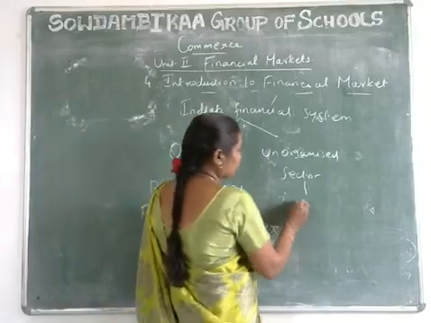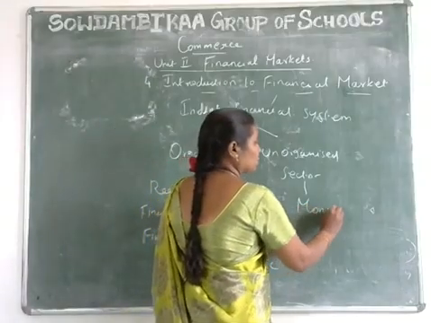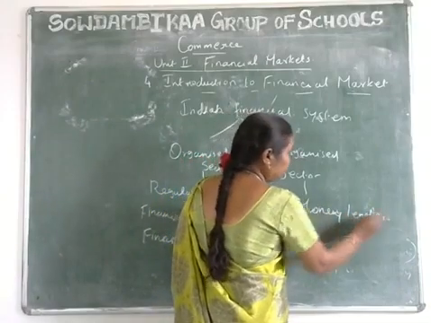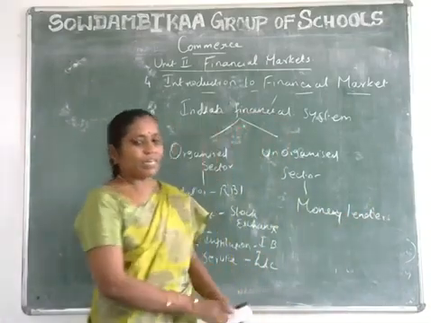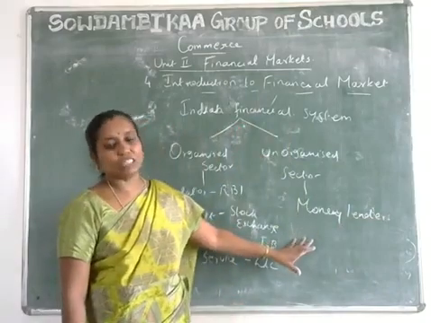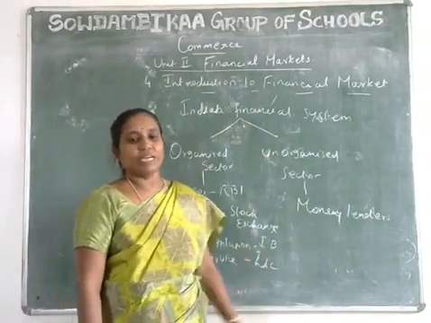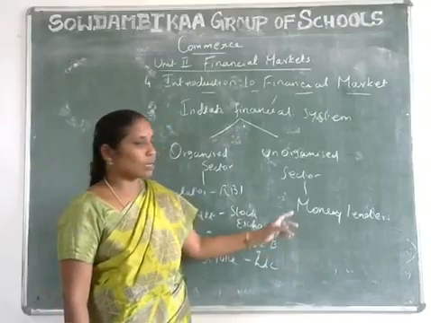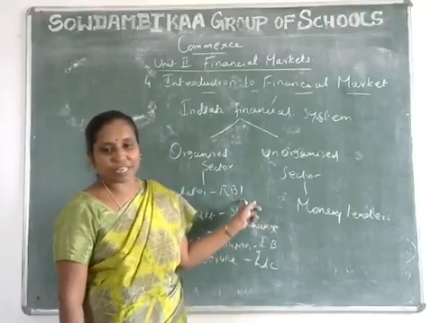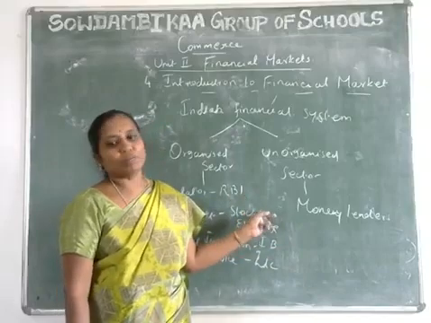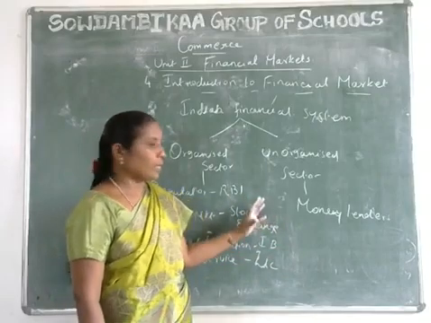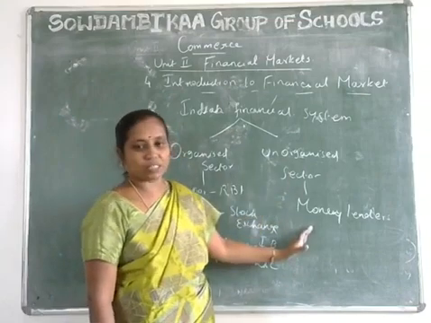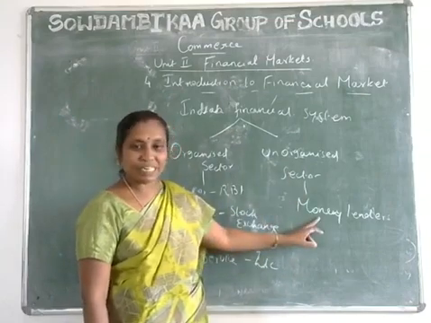Example is money lenders and indigenous bankers. Money lenders are also called financiers, private financiers. Indigenous bankers means this kind of bankers are not under the control of the RBI. The example is Marwadi, Nagai Adagu Kadai. That is called the unorganized sectors. These are all the examples of the money lenders.